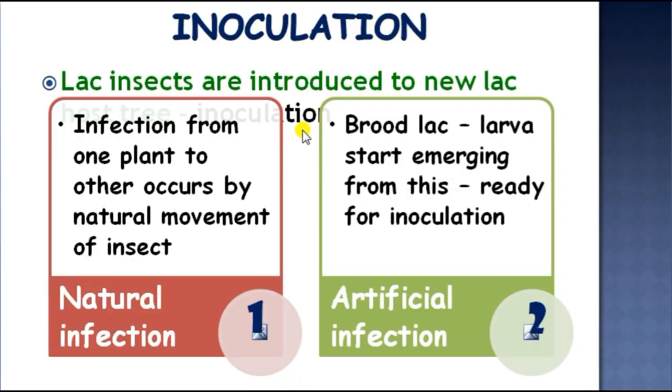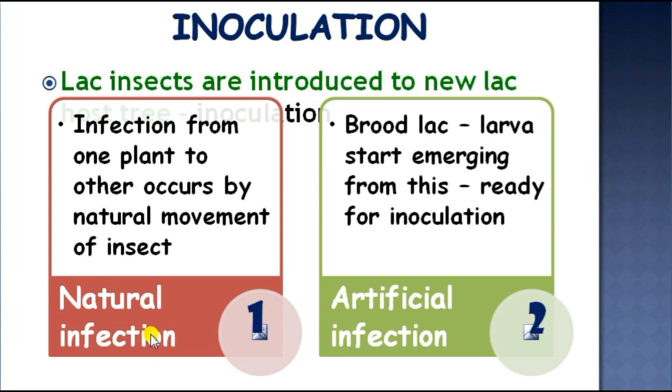First, we will look into the inoculation. There are two types of inoculations. First, what is inoculation? Inoculation means the lac insects are introduced to the new area, that is the host tree, where they will be multiplying. There are two types of inoculation. One is natural infection, second one is artificial infection.